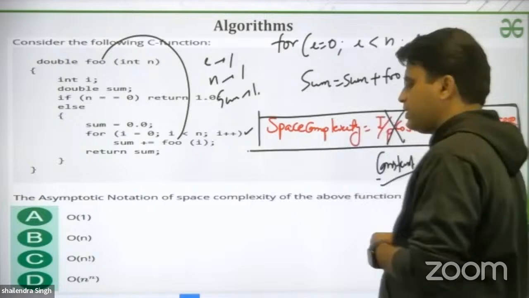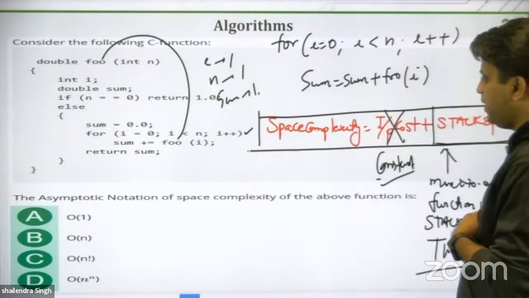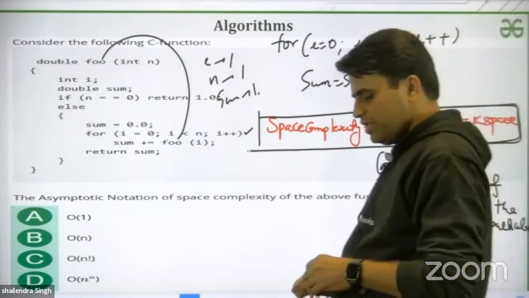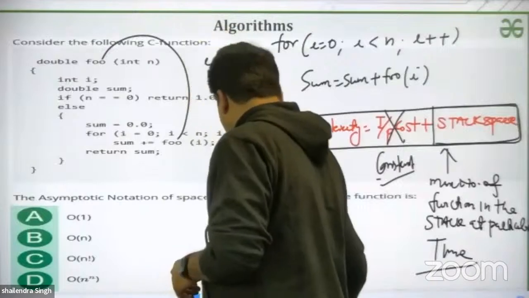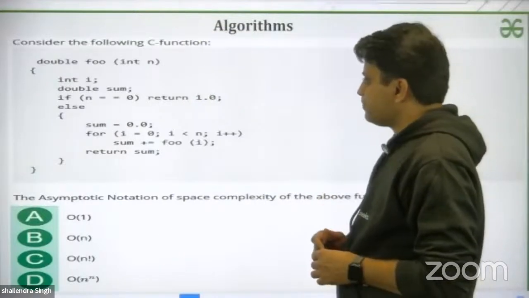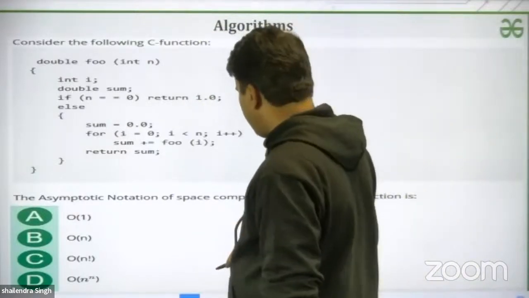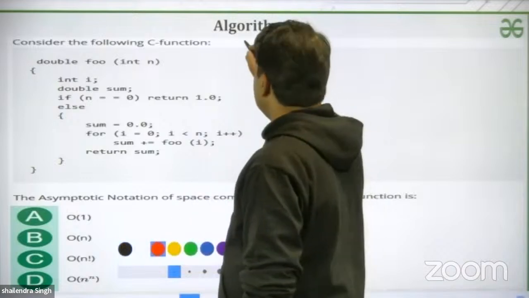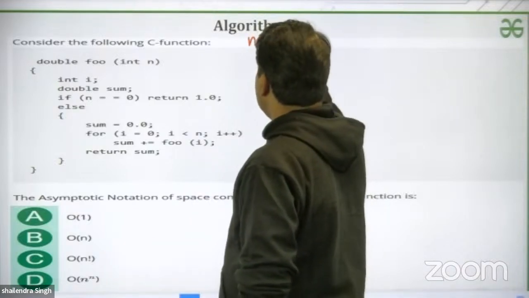Maximum number of functions in the stack at a particular time is the space complexity, right? Okay, fine, so that we now know. Now let's solve this question. Dear student, if n equals 0, then what will happen?